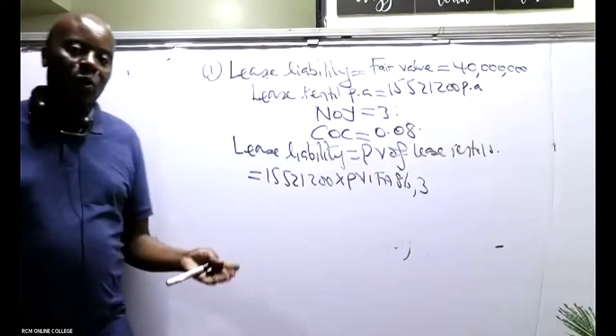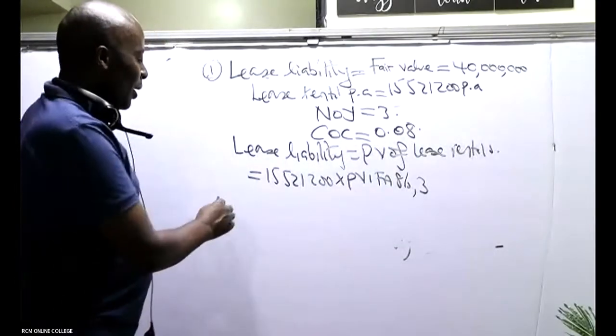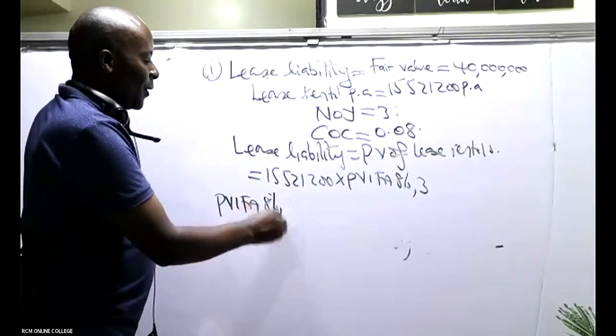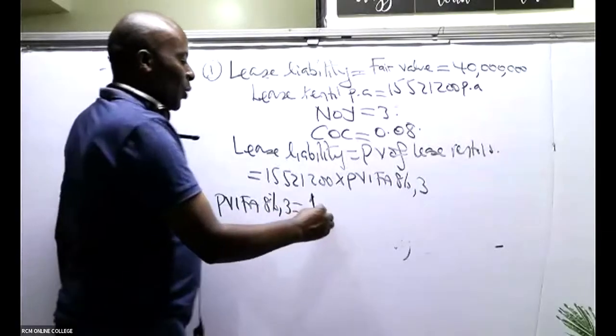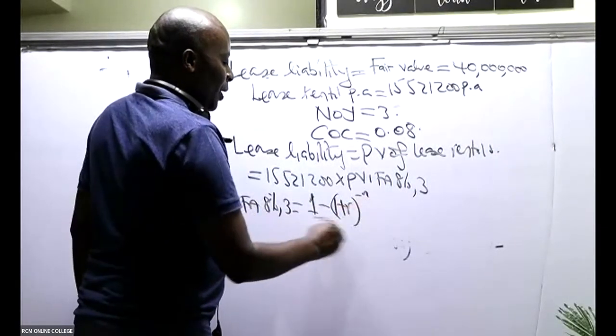So then my work is very easy. I need to come and get this PV at 8% for 3. So I know the formula is 1 minus 1 plus R raised to negative n, divided by R.